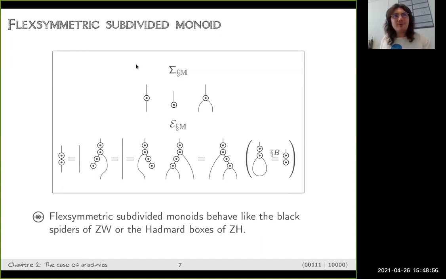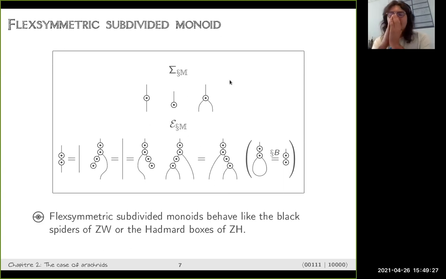Because in fact, a subdivided monoid under flexsymmetry gives you exactly something that behaves like the black spiders of ZW or the Hadamard boxes of ZH. They have been called parity spiders or pseudo spiders. Me, I call them harvestmen. But that's exactly this. And in fact, you have a point of view on the Hadamard boxes, which is that they have been obtained by subdividing a monoid.